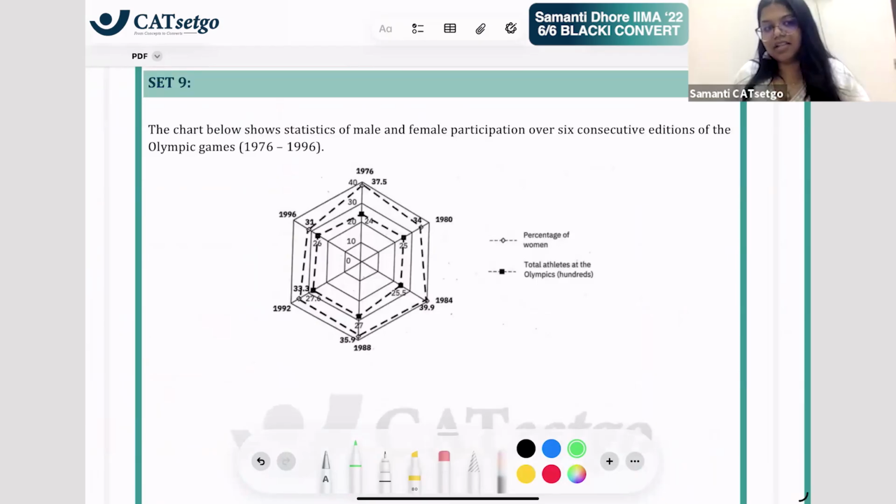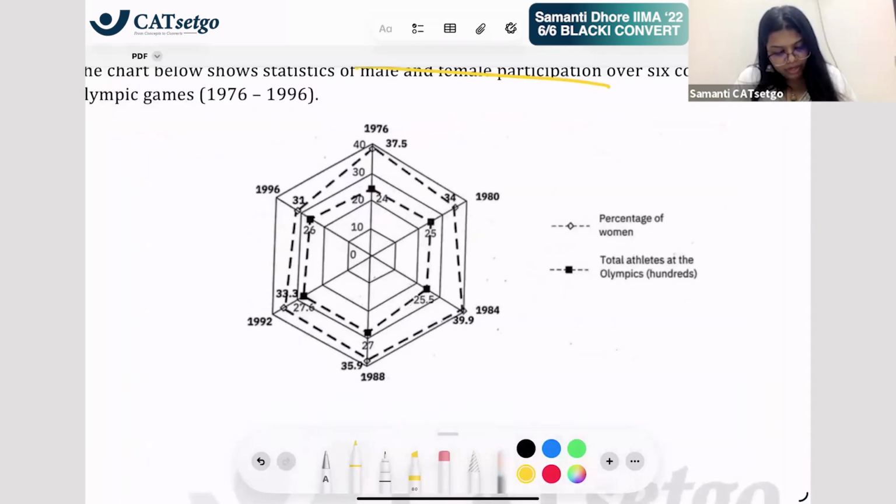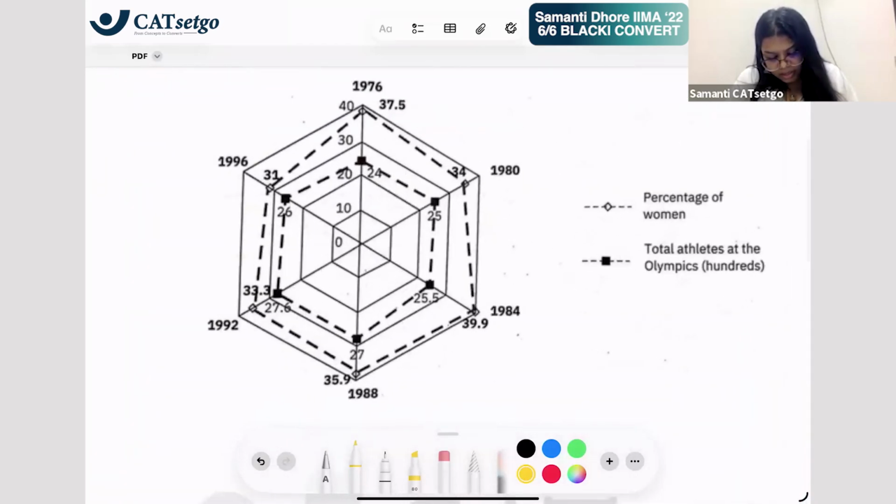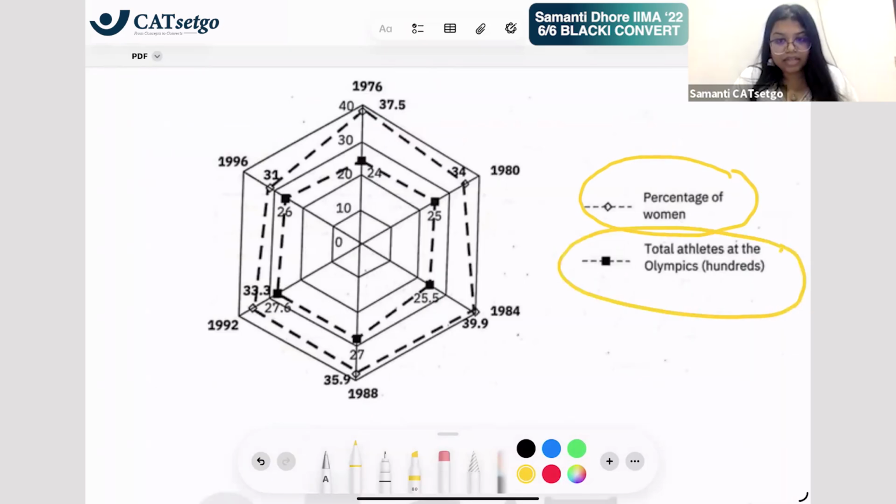I told you now, apart from these charts, there are different sort of charts also, like this is a web diagram. How do you read it? It says the chart below shows the statistics of male and female participation over 6 consecutive editions of Olympic Games. See, look at the data. It is percentage of women. And this is total Olympic. It is not men versus women. It is total athletes at the Olympic in hundreds.